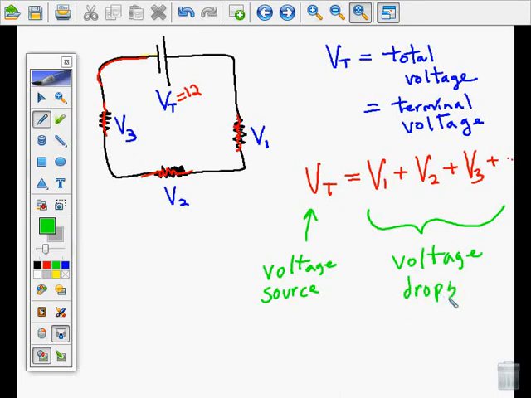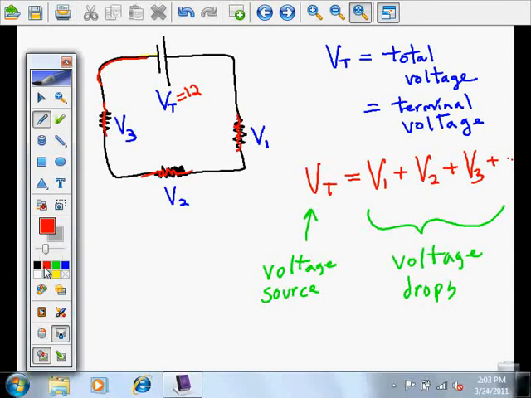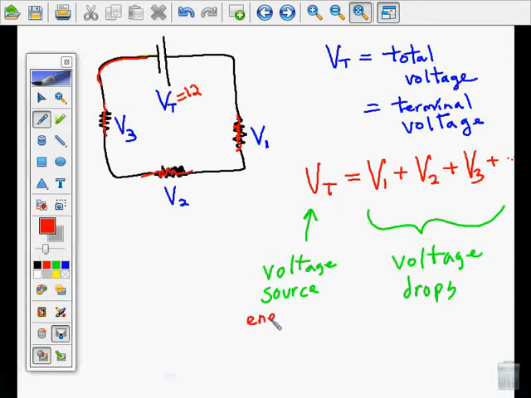This one over here I always think of as the energy handout. And over here, this is like the energy consumptions.